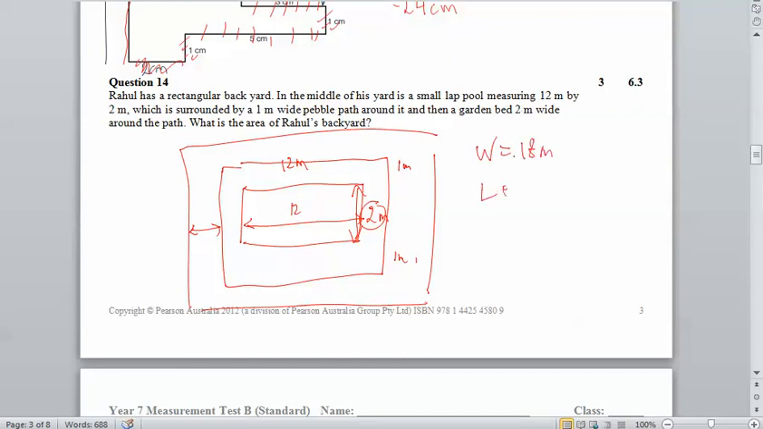And the length. Well, obviously we've got 2 metres. And then plus 1 makes 4 metres. Plus 2 is 8 metres. So let's just say we've got 18 by 8 metres. 10 times 8 is 80. 8 times 8 is 64. 64 plus 80 is 144 metres squared, yes.